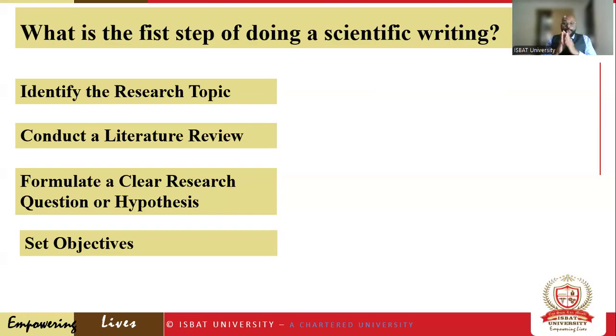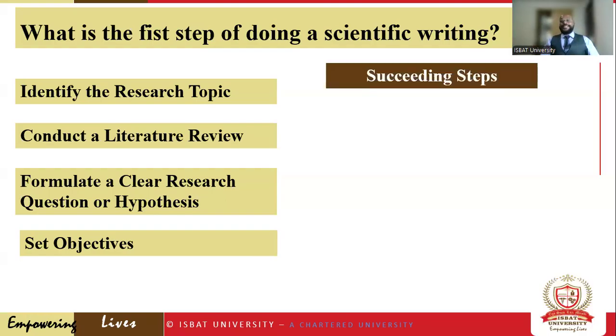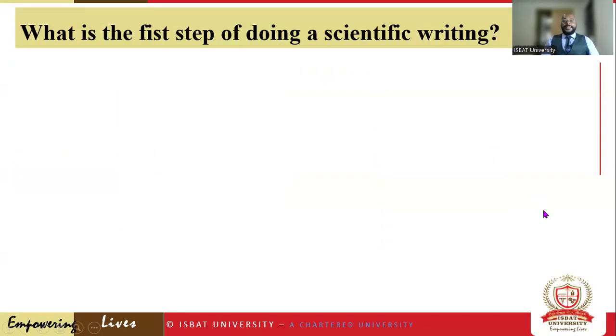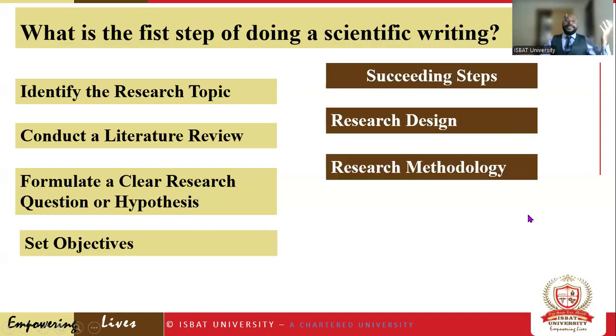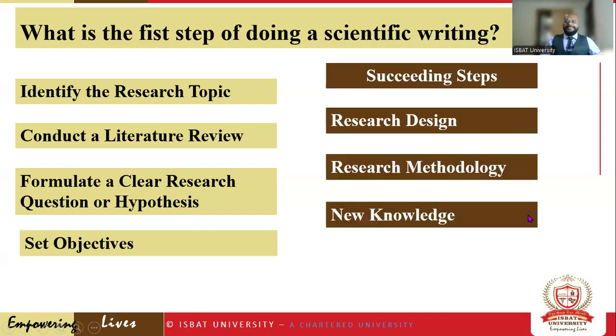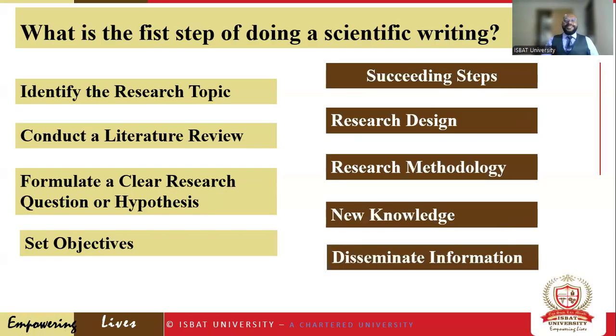Without this, you cannot do scientific research. You cannot do scientific research without these things. So these are the first initial steps. And then follow the succeeding steps, where you make your research design, follow the research methodology, and do all your work and create that new knowledge or disseminate that information. So these are the steps: the first steps up to the objectives, then the succeeding steps. Only then can you do scientific writing.